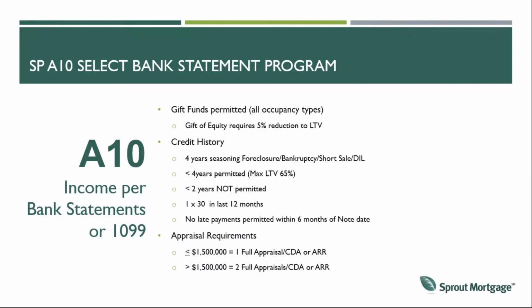That's something new. As far as gift funds, we do permit them on all occupancy types. Gift of equity is also allowed, but requires a 5% reduction to the LTV. With regard to credit history, 4 years seasoning for foreclosure, bankruptcy, short sale, and deed in lieu. Less than 4 years is permitted, but we're going to max your LTV at 65%.